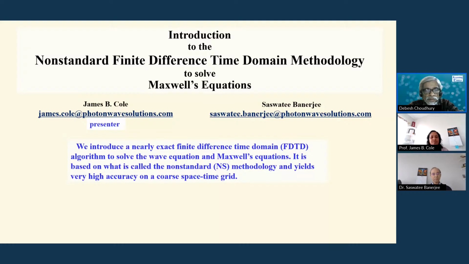Today is the second part, and the part 2 title is Finite Difference Methodologies and Real World Problem Solving. The guest speakers are Professor James Cole and Dr. Saswatee Banerjee from photonicwavesolution LLC. So, without much ado, I will hand over the platform to Professor James Cole and Dr. Saswatee Banerjee. Please, the platform is yours.